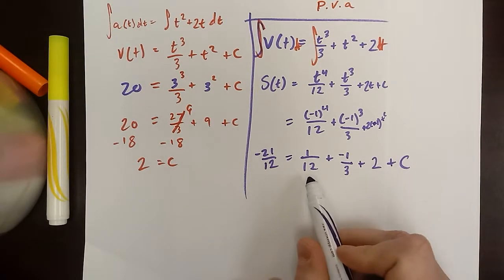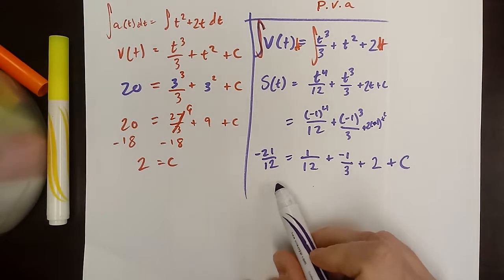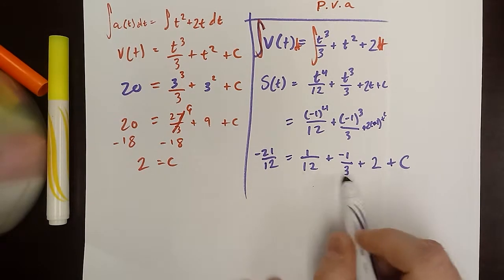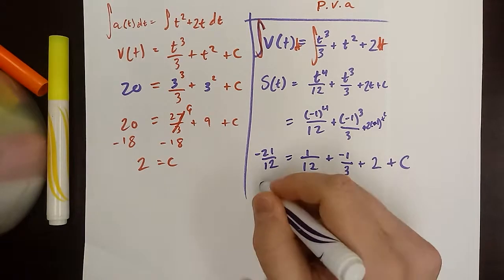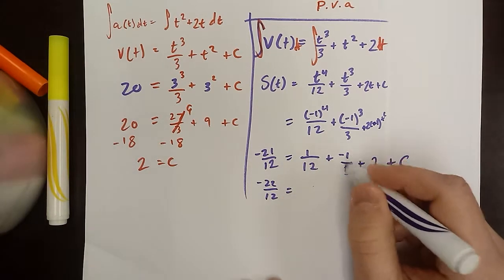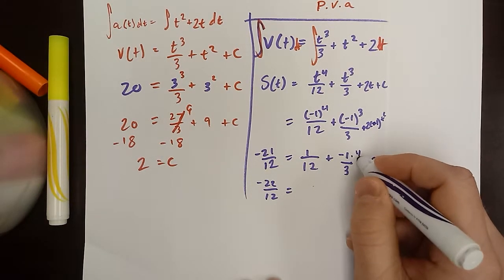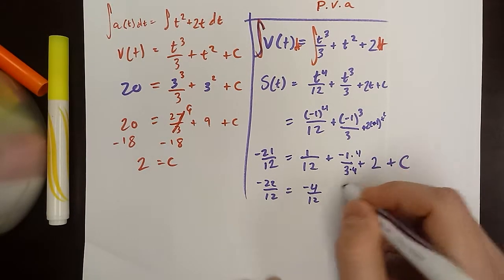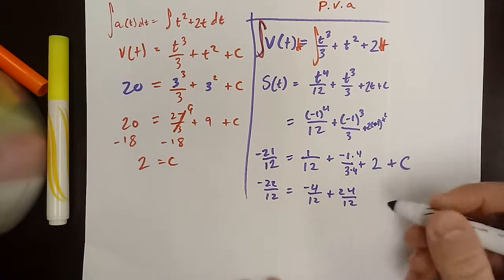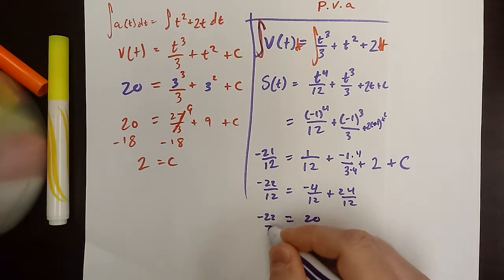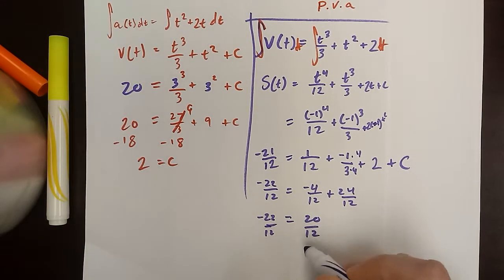So let's see. Well, this is over 12. Well, if these two things were over 12, then we'd be able to figure it out pretty easily. So I'll subtract this. I'll get negative 22/12. And then the negative 1/3, I gotta multiply that by 4 over 4. So that's gonna be negative 4/12. I gotta multiply that by 12 over 12, so that's plus 24 over 12. So this is 20/12 here, negative 22/12. And so when we subtract the 20/12, we get negative 42 over 12 is equal to c.